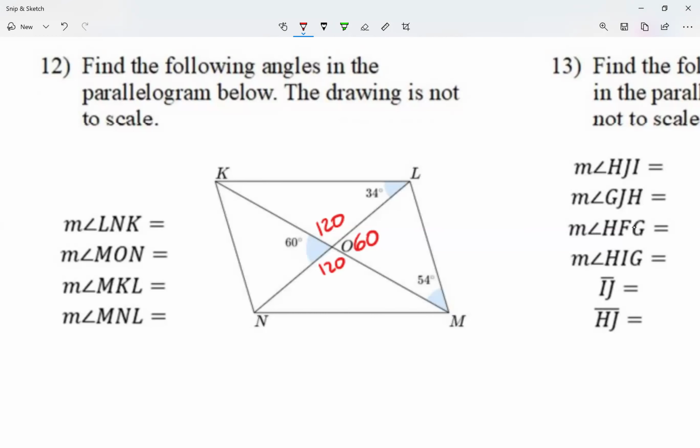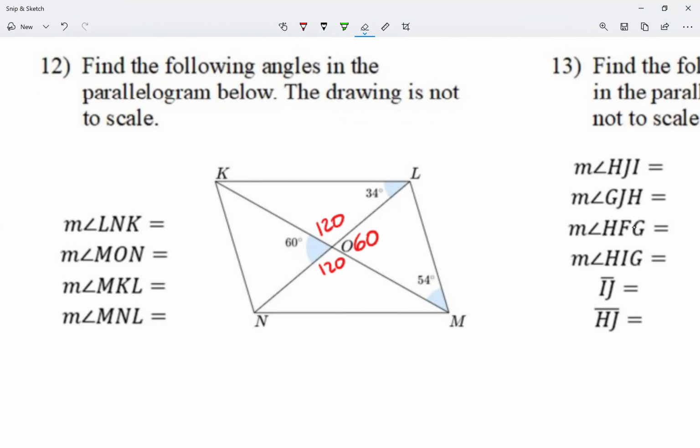Interesting though, if I add all four angles on the inside, they should add up to 360 because it completes a circle. In this case, they do. I'm not going to check it, but that's one thing that we can always double check. Okay, so I have some angles there.